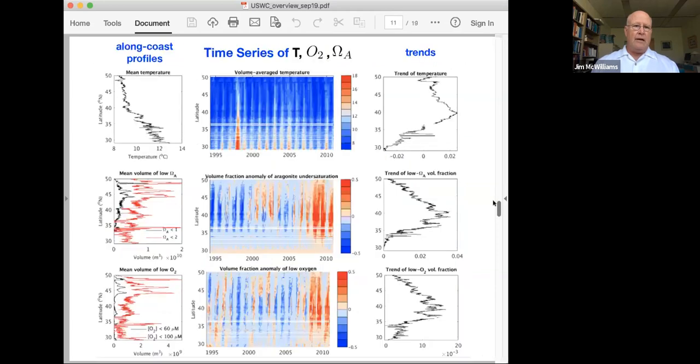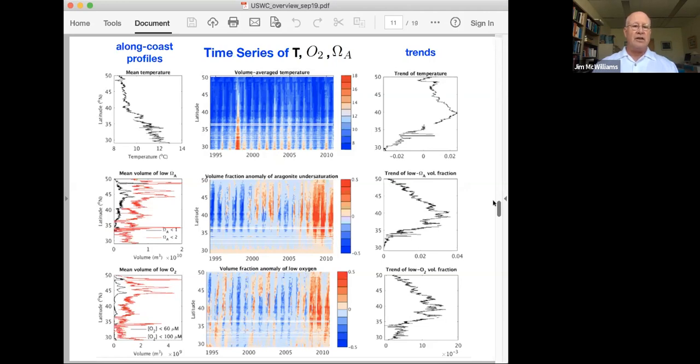Now, getting into things more related to the oxygen and hypoxia, and acidification signals, here, for example, from the model, now without data comparisons, are comparisons of time series against latitude with a certain cross-shore averaging of temperature, volume fraction of aragonite undersaturation, that is acidification, and the volume fraction of low oxygen. You see in the time series a particularly dramatic El Niño event in 1997 and 98, but otherwise sort of small variations. It's on a longer time scale that you will see the global warming.